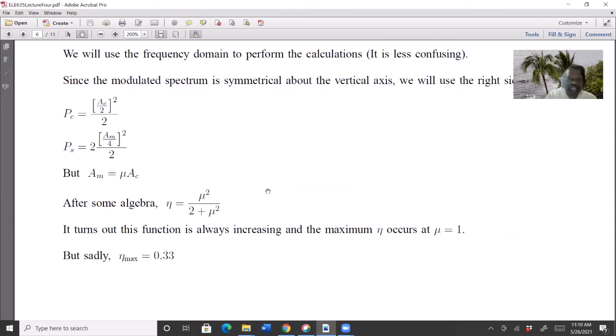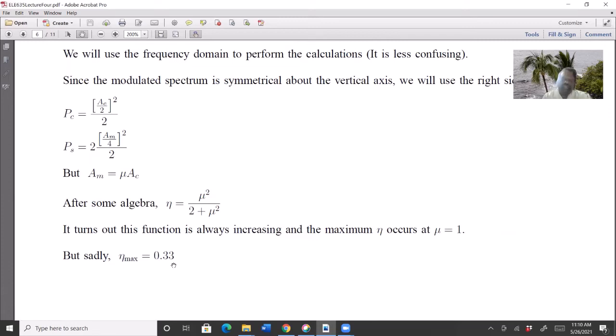So the modulation efficiency for AM large carrier for the tone modulation case is mu squared over 2 plus mu squared. Now you can check, do some calculus by differentiating and sketching this. When is this maximum? It turns out this expression is maximum when mu is 1. And at that point, the maximum efficiency is only 1/3.